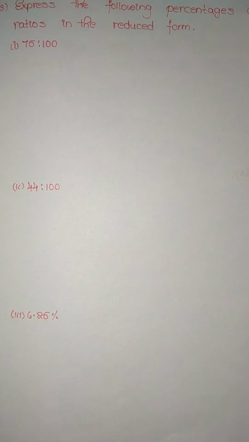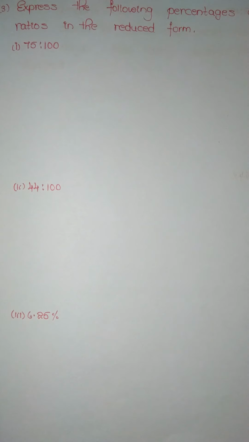So question number 3, express the following percentages as ratios in the reduced form. So यहाँ पे percentage ratios है, उसको हम लोग reduced form में करना है. So how we know that it is in the percentage form or percentage ratios, because the second term it is 100. So second term अगर 100 में है तो we can directly say it as percentage. So ये percentage को हम लोगों को क्या करना है, reduced form में.